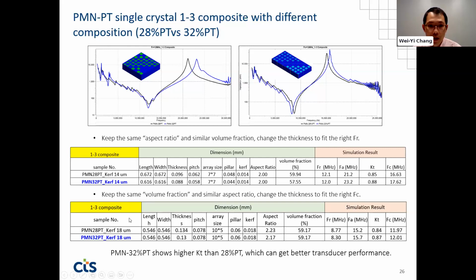And in the bottom simulation, we keep the same volume fraction and change the thickness to reach the requirement for FC. FC means the central frequency they are looking for. So in both simulations, we can see 32 PT material always gives us higher KT. Here, we can get almost close to the theoretical high KT, and here as well.